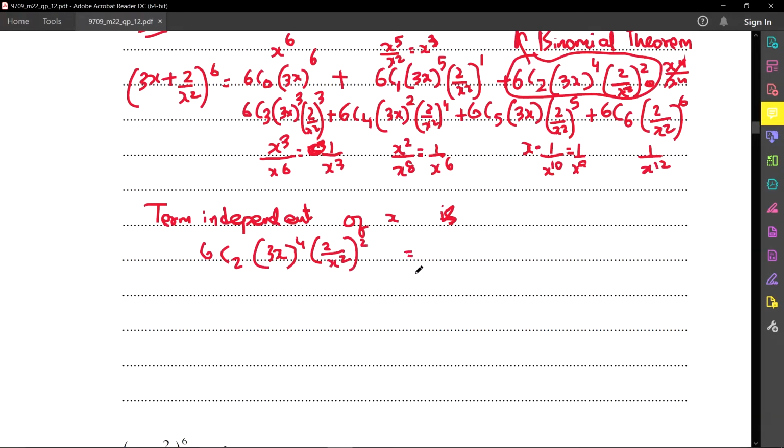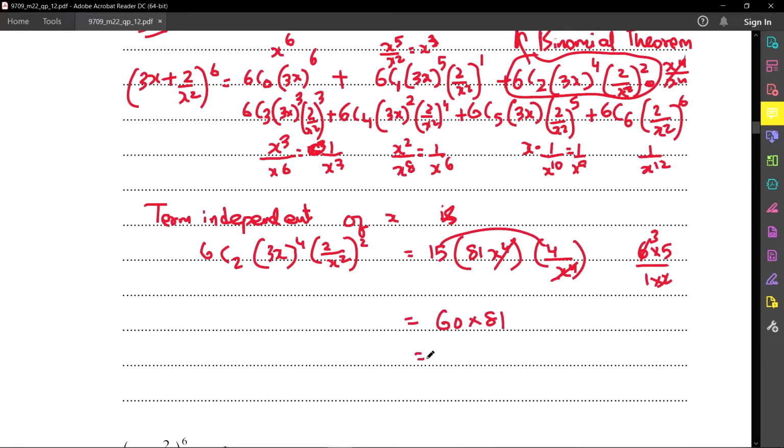6c2 is, you can use a calculator. Manually, if you want, you can simply use 6 into 5 by 1 into 2. That gives you 15. So 15 times 3 power 4 is 81, x power 4. This will give you 4 by x power 4. x power 4, x power 4 cancels. 15 fours are 60. 60 times 81.